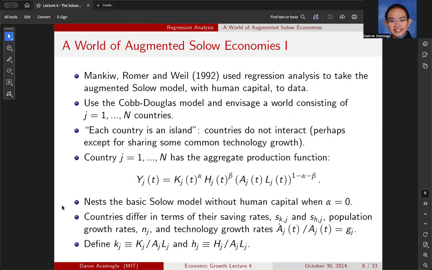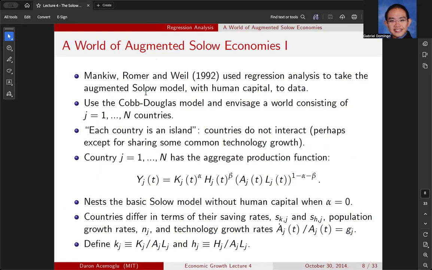So that is growth accounting, I should say. In growth accounting, you're accounting for GDP growth from the sources of growth, which is the source of inputs, K and L, as well as TFP. And TFP happens to be this residual, right? So in this section, the world of augmented Solow economies, we will focus on the contribution of Mankiw, Romer, and Weil, and they used regression analysis to estimate the augmented Solow model.